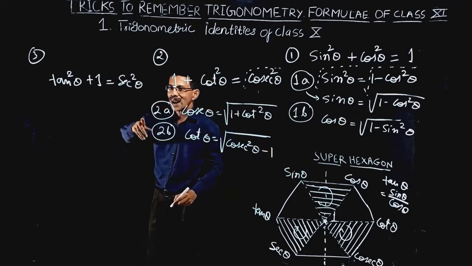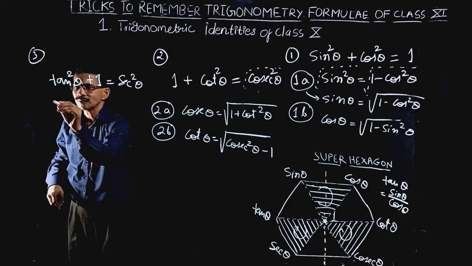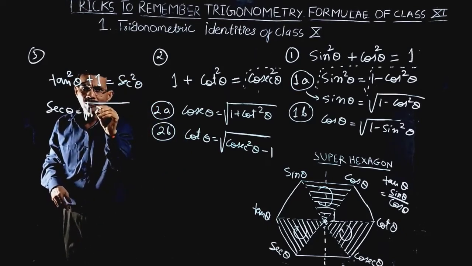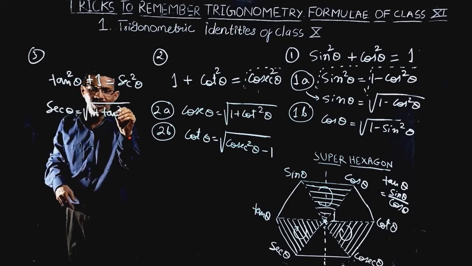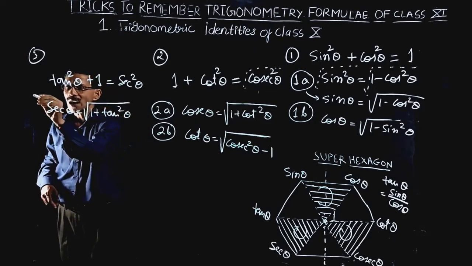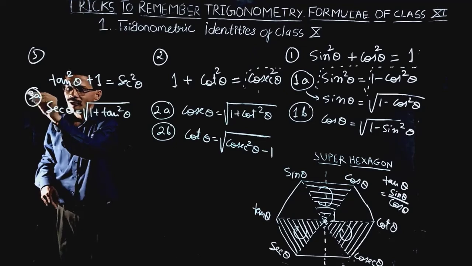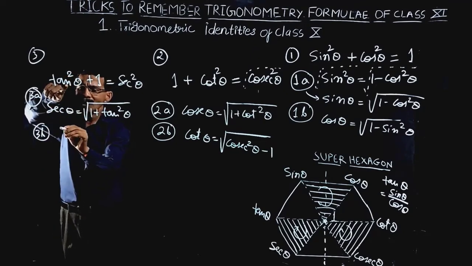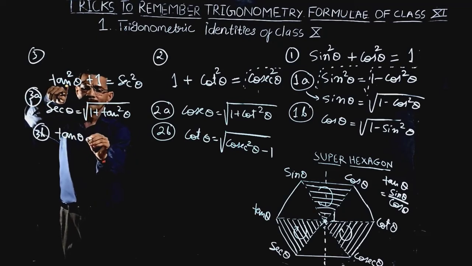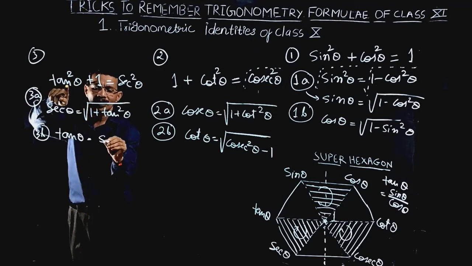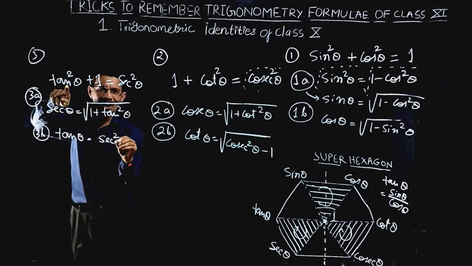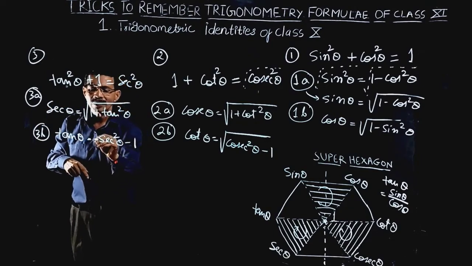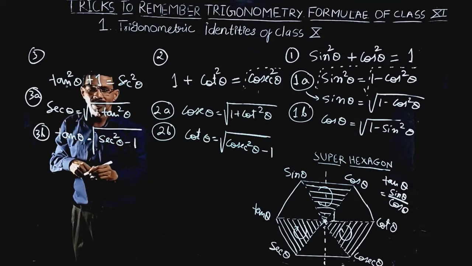And similarly, I can write sec theta is equal to square root of 1 plus tan square of theta. This is formula 3a, and formula 3b can be written as tan of theta, and on this side it is sec square theta. 1 I am transferring to that side, this will become minus 1 and square root of all this.